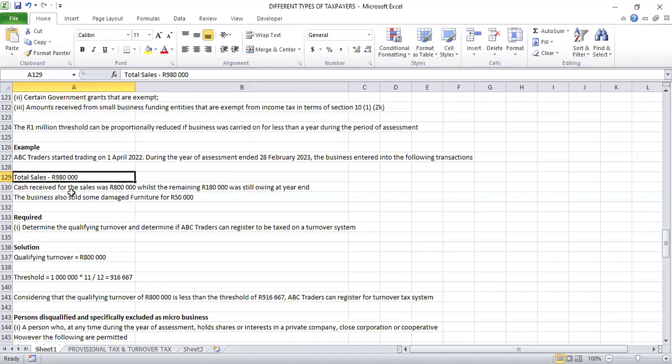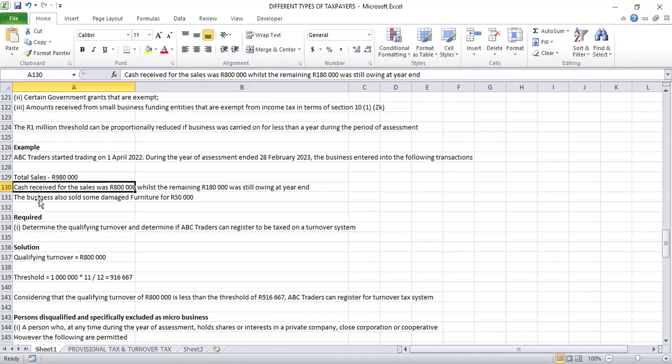Right. Then we are told that cash received for the sales was 800,000, whilst the remaining 180,000 was still owing at year end. So the 180,000 is not included in qualifying turnover. Qualifying turnover refers to the amount that you have already received. So the qualifying turnover is 800,000.